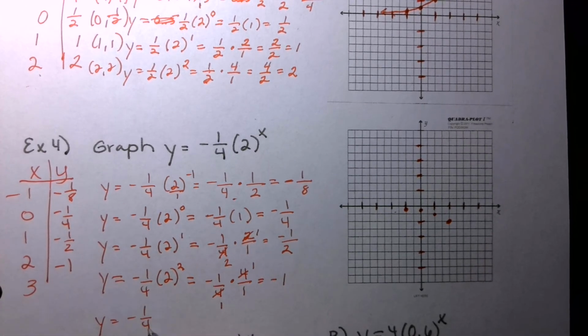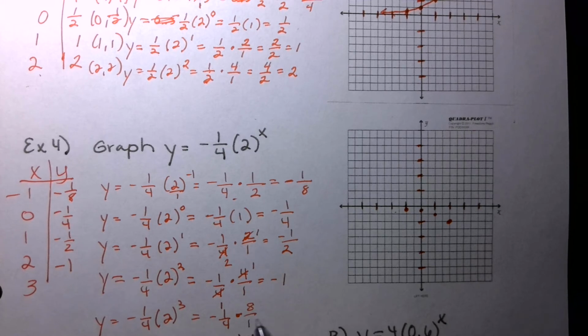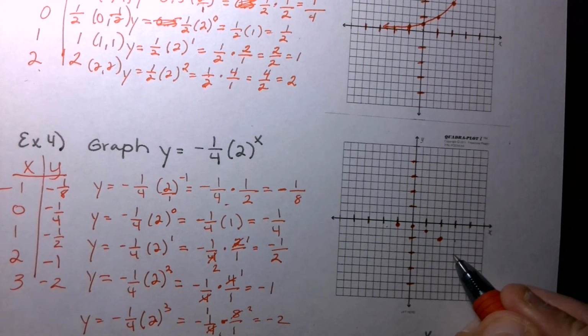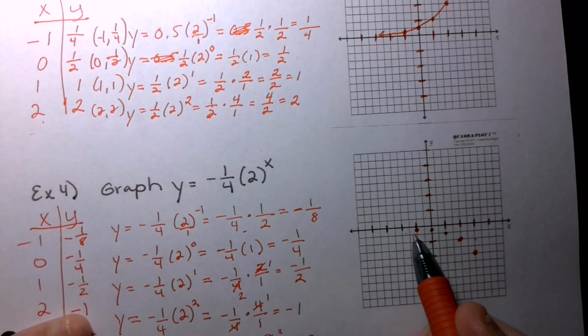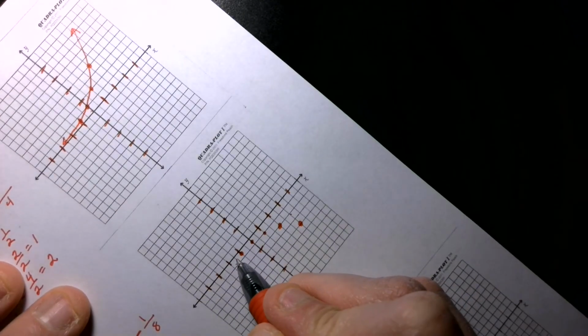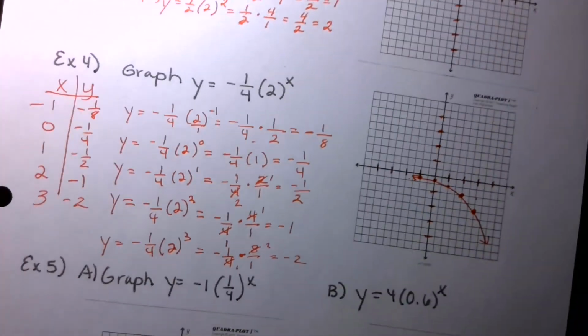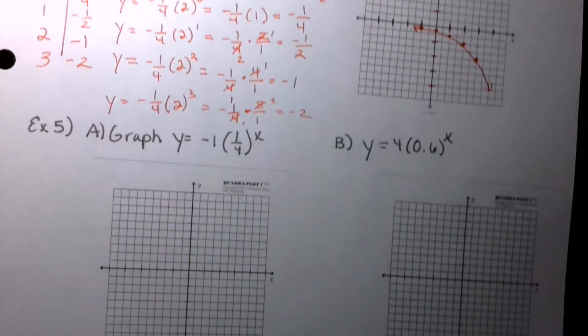Y equals -1/4 times 2 to the third equals -1/4 times 2 times 2 is 4 times 2 is 8, and that equals a -2. So 3, -2. 1, 2, 3. There we go. That just helps a little bit here. I'm going to go ahead and curve. And it approaches the line but never hits the line. Aren't those pretty? Love these.